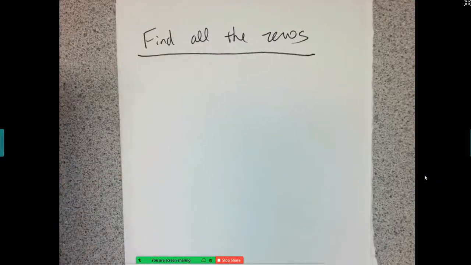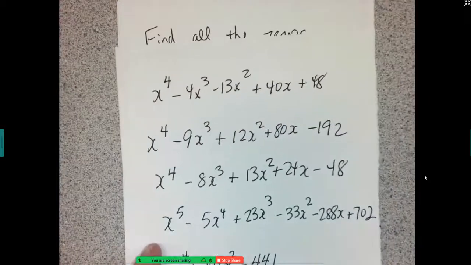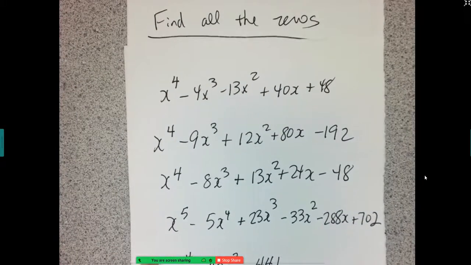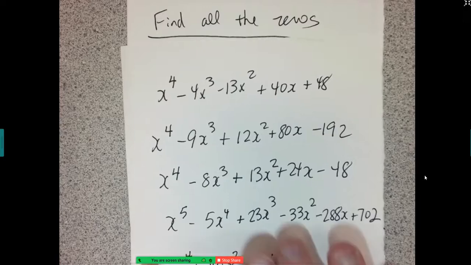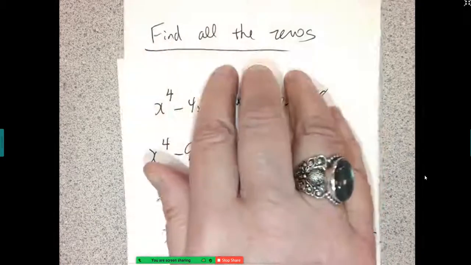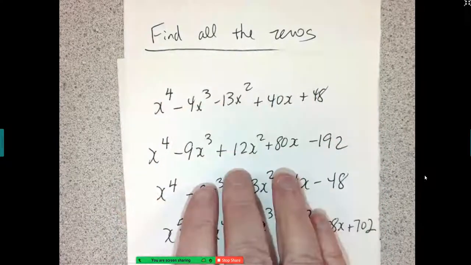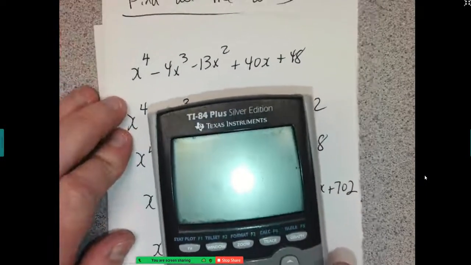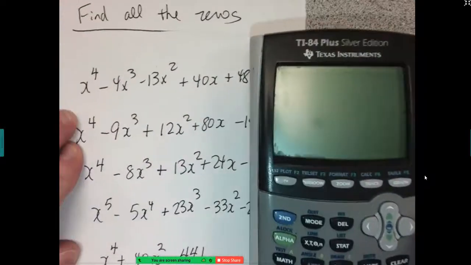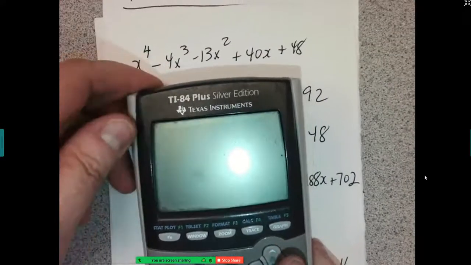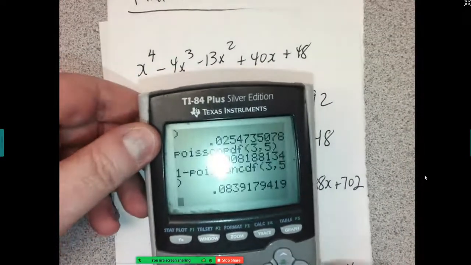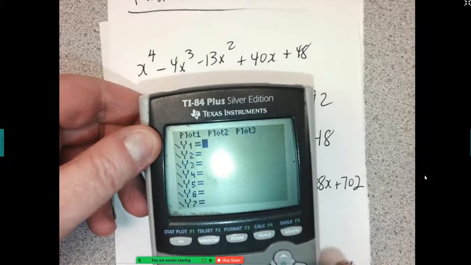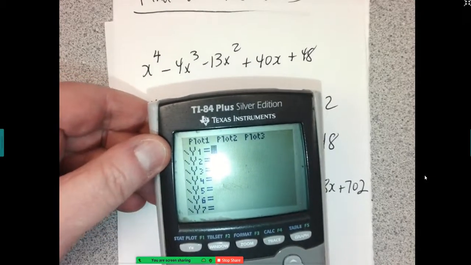Okay, so what I've done is I've got some polynomials here that we're just going to go through as many as we can. The instruction is going to be the same, to find all of the zeros. So let's have a look at this one and see if our calculator will tell us what all the zeros are. Okay, so I'm going to put that in my calculator.